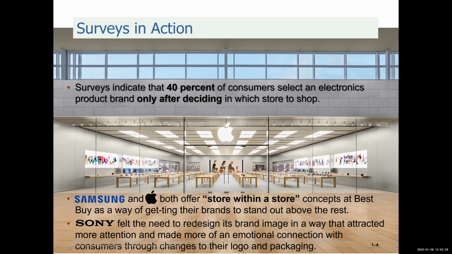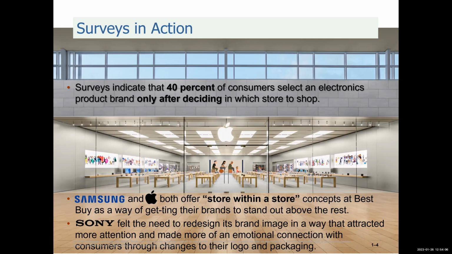some interesting survey examples. Surveys show 40% of consumers select electronic product brands only after deciding in which store they should be shopping. So the choice of where to shop comes before which brand to buy. And so if a survey can find this, companies would turn that into action. Samsung, Apple, and Sony, as is explained here, they all took action.